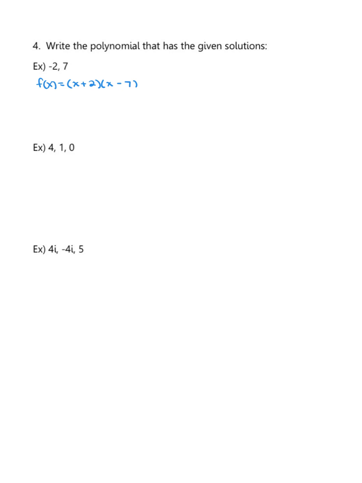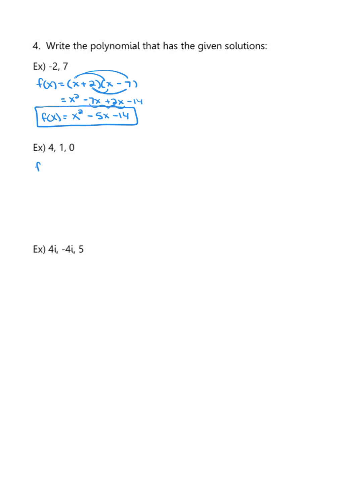X minus 7. So then to write it as a polynomial, we're going to multiply that out. So x times x is x squared, x times negative 7, 2 times x, 2 times negative 7, combine like terms, and then make sure your polynomial always has f of x equals or y equals in front. So f of x equals x squared minus 5x minus 14.